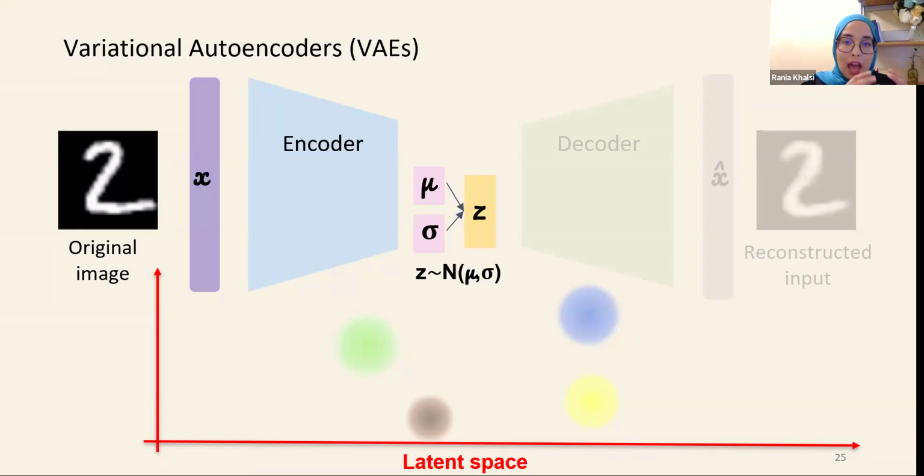For example, suppose we have two different original images of the number 2. The images should map to nearby points. Otherwise, if there are any small movements in the latent space, this is going to produce unpredictable changes in the output. So this is the idea of continuity.